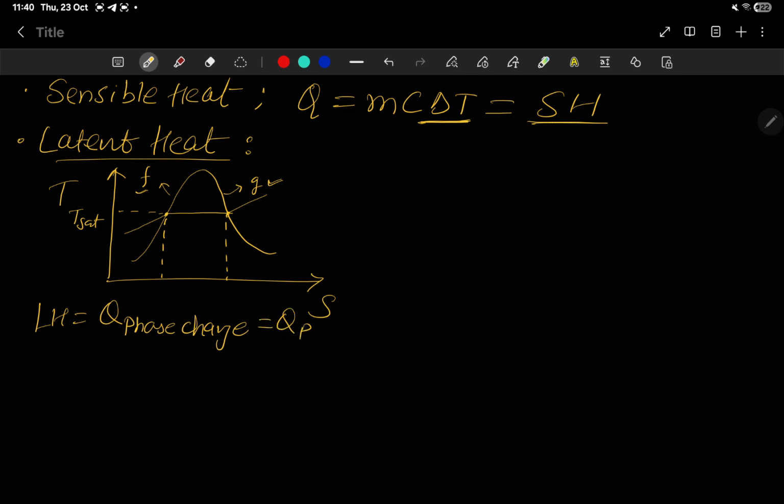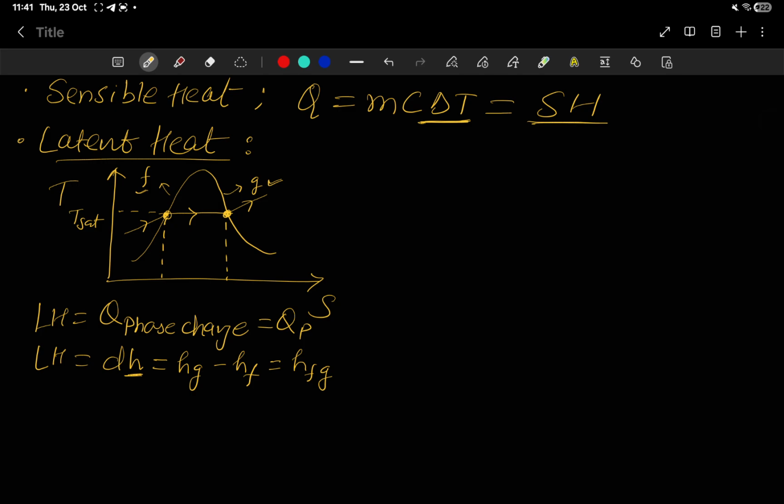Let's denote it by QP. Then latent heat will be delta H, the specific enthalpy. This will be Hg minus Hf, and we call this HFG. This is latent heat. If liquid is going from here to here, this is latent heat, right?